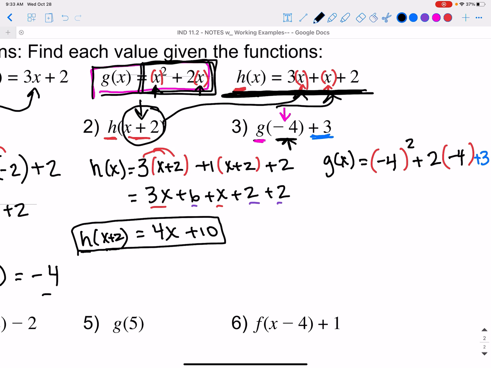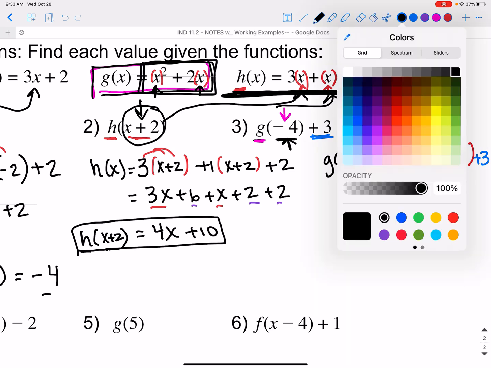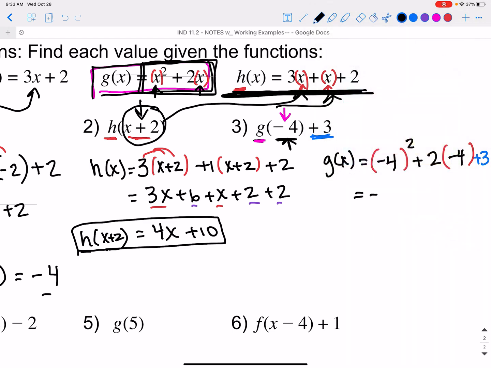So PEMDAS says parentheses first. So I've got negative 4 squared, and I'm going to do my parentheses here. And my parentheses say to take 2 times negative 4, which is negative 8. And then I'm going to keep that plus 3. I'm just going to keep dragging it down with me, okay? I'm not going to really mess with that right now. Now, PEMDAS says to do exponents. Well, negative 4 squared is positive 16 because negative 4 times negative 4 is positive 16, and then minus 8, and then I'm going to keep dragging that plus 3 down.